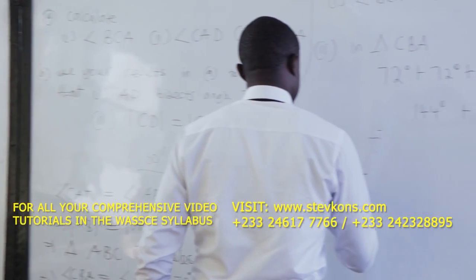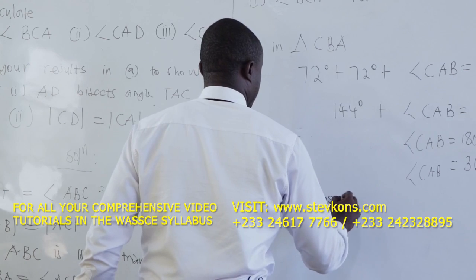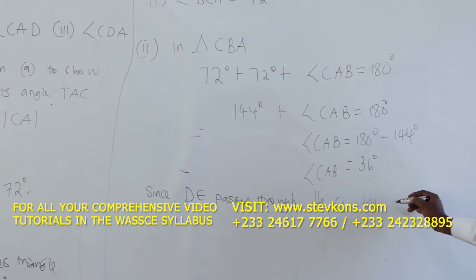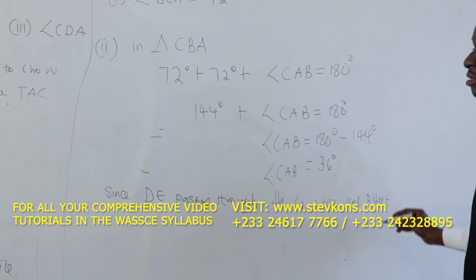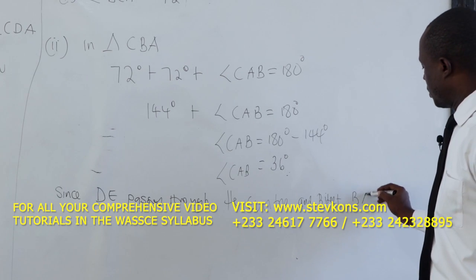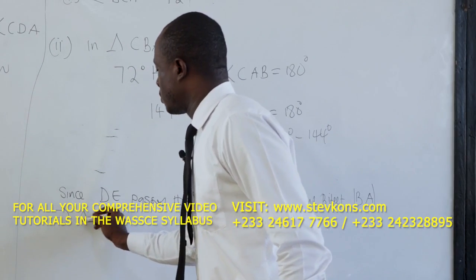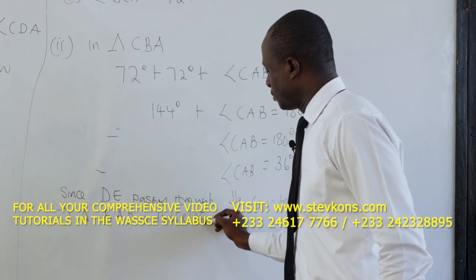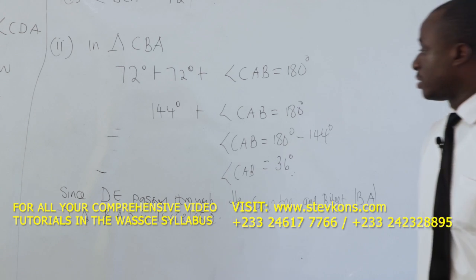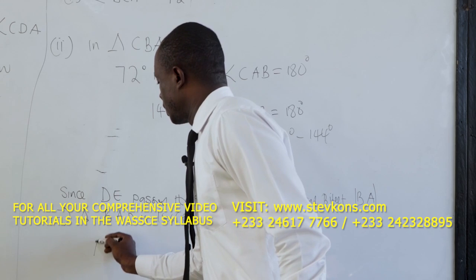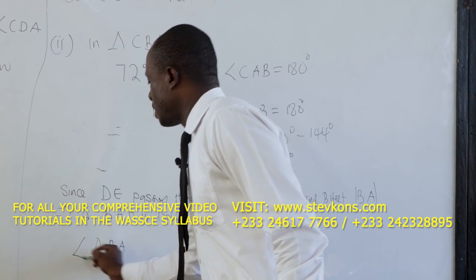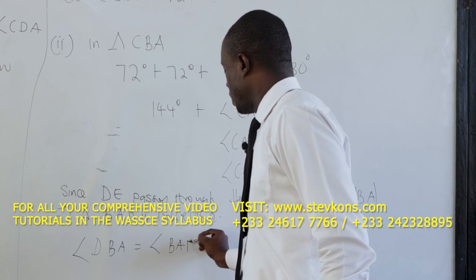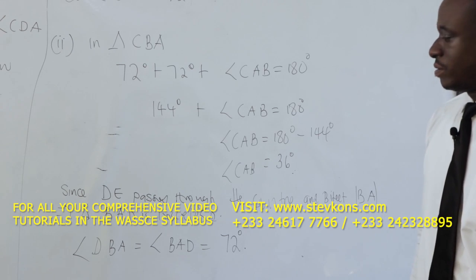Now, since DE passes through the center and bisects BA, this implies that triangle BAD is isosceles. It means that angle DBA is equal to angle BAD, which is 72 degrees.